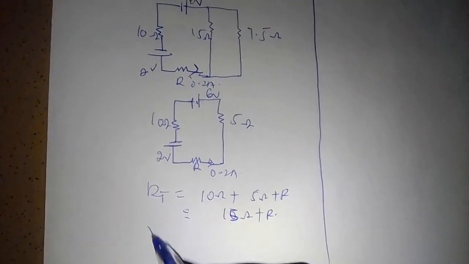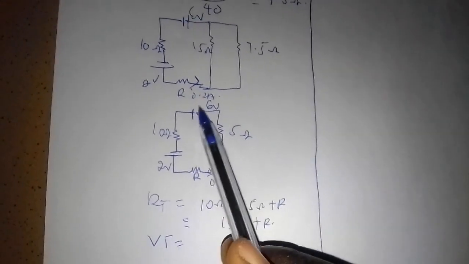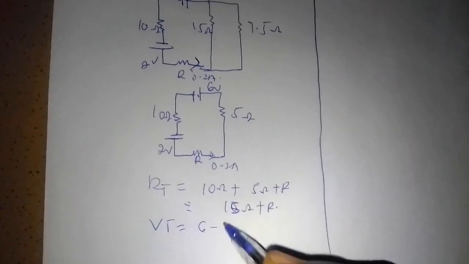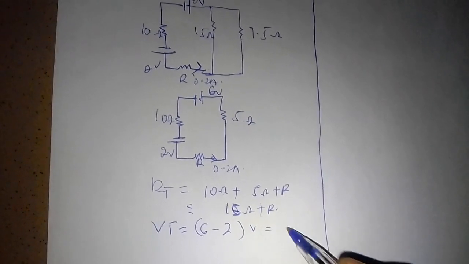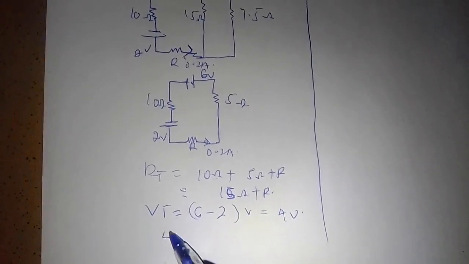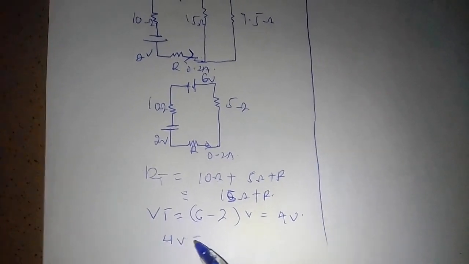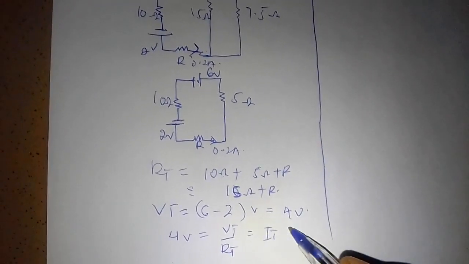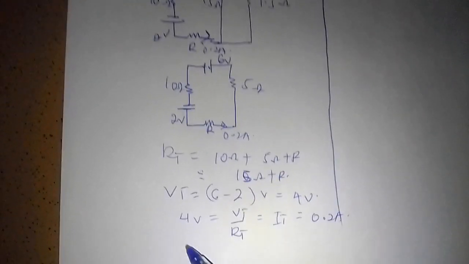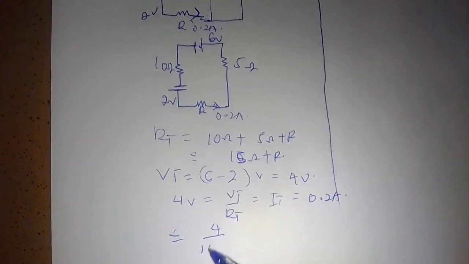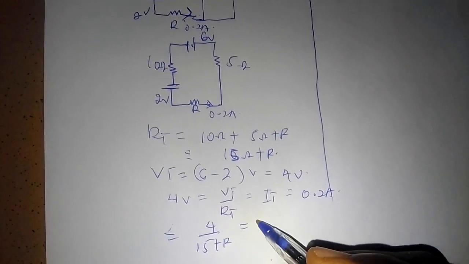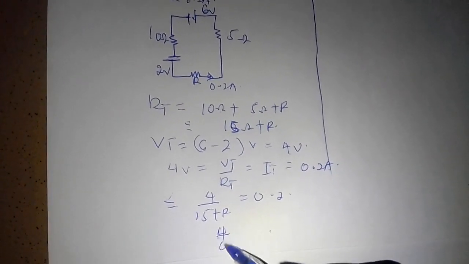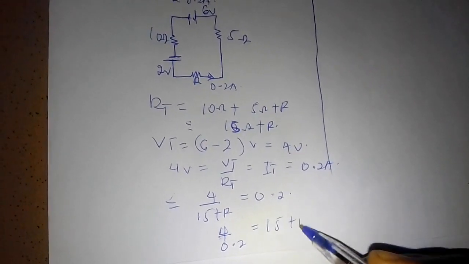Now let's see the total voltage VT. If I take the total voltage moving in this loop, I'm going to get 6 minus 2 volts, and that will give me 4 volts. So my 4 volts, which is the total voltage, over my total resistance should give my total current, which is equal to 0.2 amperes. So this is going to be 4 over 15 plus R equals 0.2. Now I'll exchange, and 4 over 0.2 will be equal to 15 plus R.